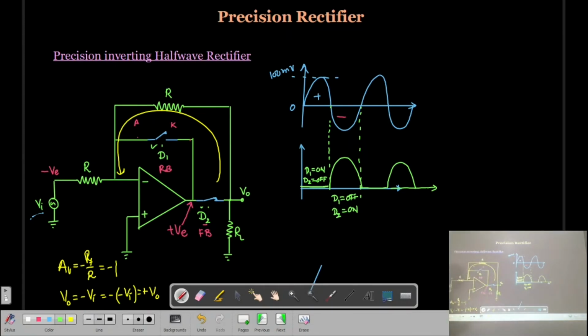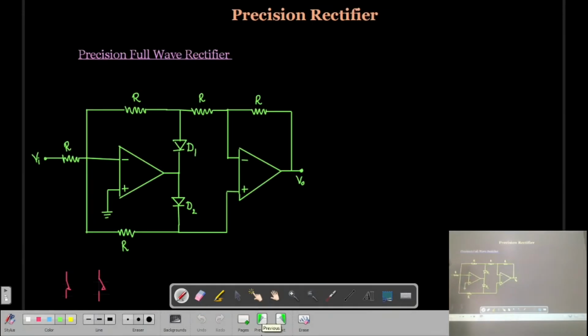Now let us see one more rectifier circuit, that is the full wave rectifier. You can see in the diagram that here we have used 2 operational amplifiers and 2 diodes. One of the operational amplifiers is used for amplification, that is, a non-inverting amplifier is there. Now let us see what is the working of this rectifier circuit.